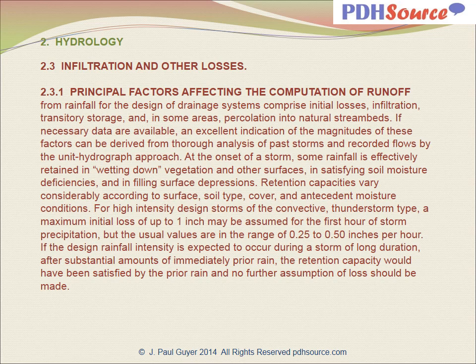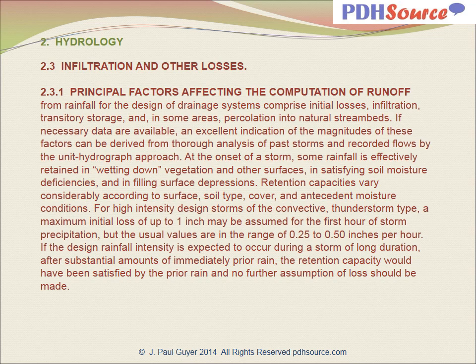At the onset of a storm, some rainfall is effectively retained in wetting down of vegetation and other surfaces, in satisfying soil moisture deficiencies, and in filling surface depressions.